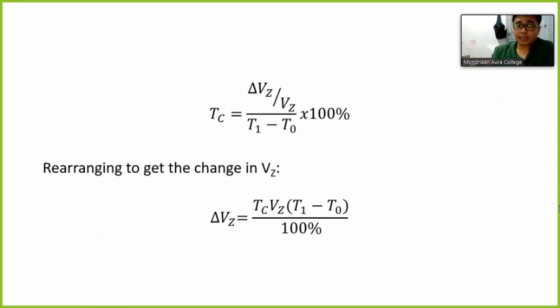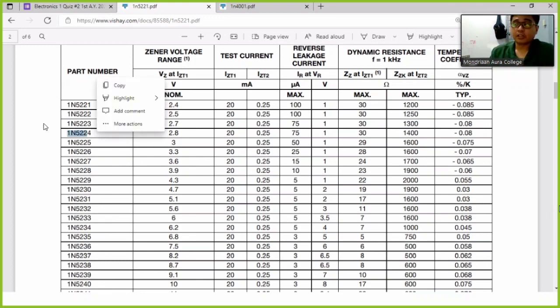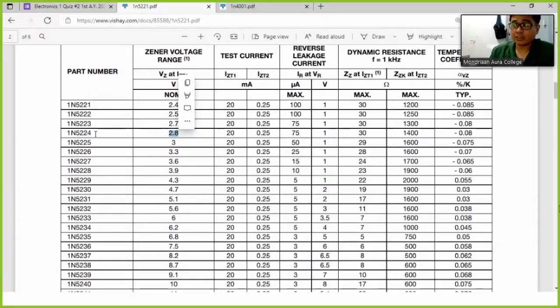So titignan natin palagi, una, yung specification ng circuit. Ilang voltahe ba ang kailangan natin for that particular circuit? And then, we will search doon sa mga data sheets. No? Libre naman sa internet ito. Na-search nyo lang yung mga different nominal Zener voltage, ano yung mga particular part numbers. So, halimbawa, yung gagawin yung circuit, it will require you to have 2.8 volts. So, anong bibilin mong Zener diode? 1N5224. Okay?